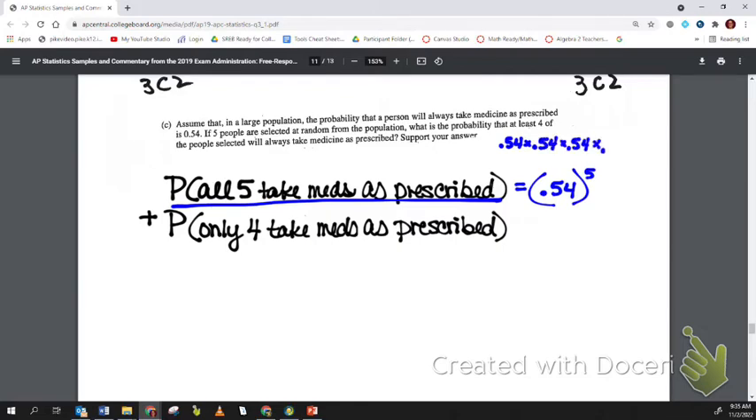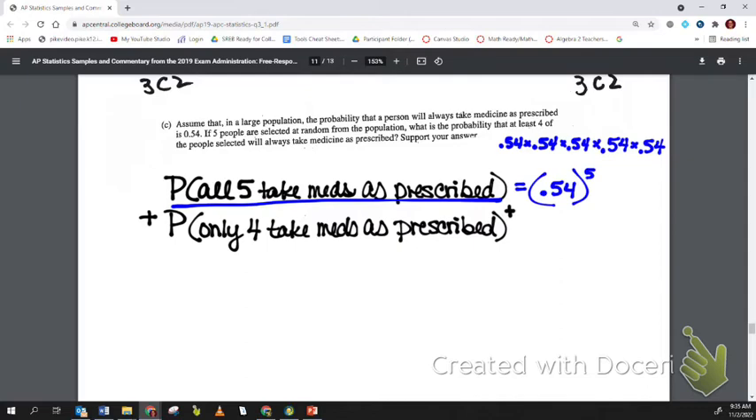I am actually going to go ahead and write this out because it will help me understand the next one. The probability that I need to add that to is the probability that only 4 people take it the way they're supposed to. Not all 5. So I've got to consider each individual person here. How many people are we talking about? 5 people total.